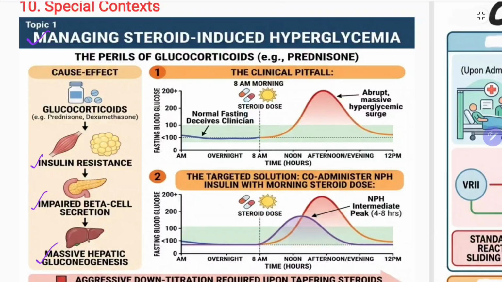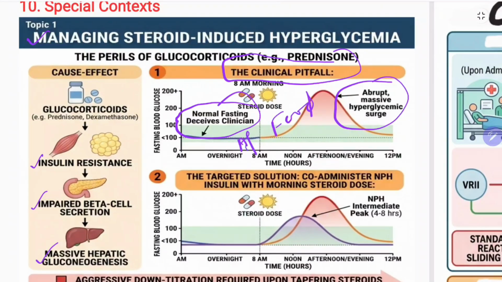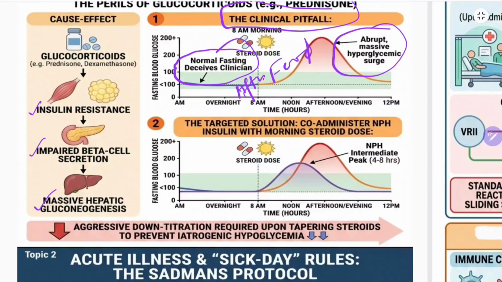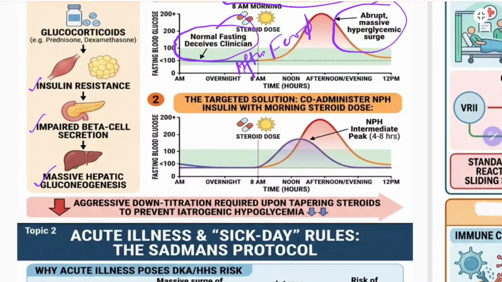Okay, see here the same thing I am saying, no? So the clinical pitfall is this one. A normal fasting blood sugar level deceives the clinician, because steroids cause an abrupt, massive hyperglycemic surge after food. After food. Okay, that's why the targeted solution is to co-administer NPH insulin with the morning steroid dose. Okay, so that is the solution.